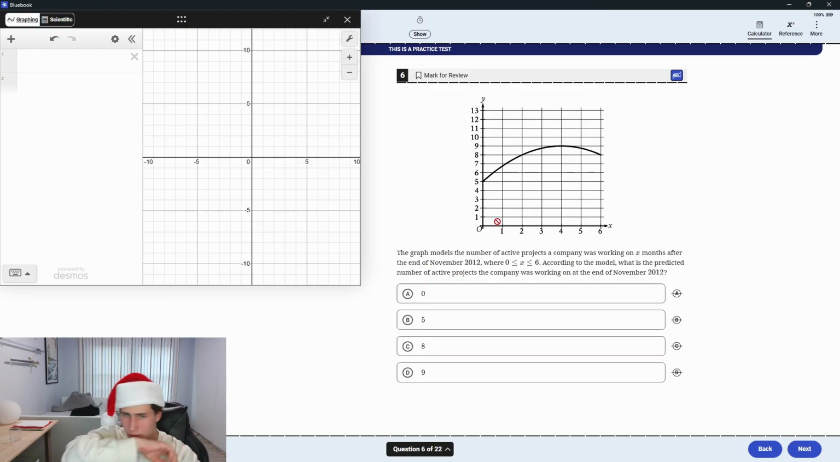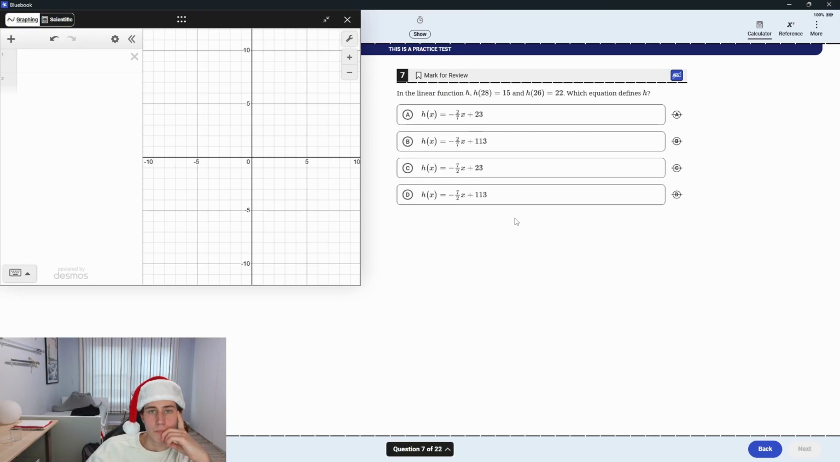The graph models the number of active projects a company was working on x months after the end of November 2012. What is the predicted number of projects the company is working on at the end of November 2012? So that's pretty much just asking, what is the y-intercept? Like, at the end of November, how many projects were they working on? And in this case, November is at 0, so they were working on 5 projects by the end of it.